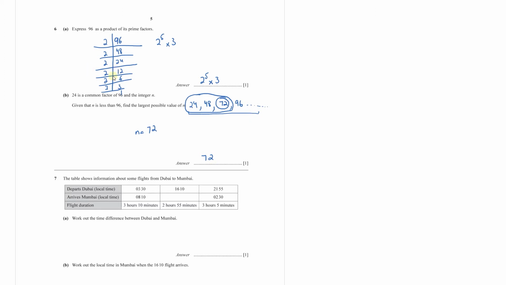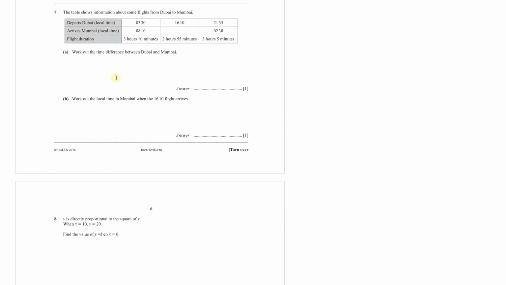Let's move on to question number 7 here. The table shows information about some flights from Dubai to Mumbai. We have departure times that are according to Dubai local time, and then you have arrival times that are according to Mumbai local time, and then you also have the flight duration.